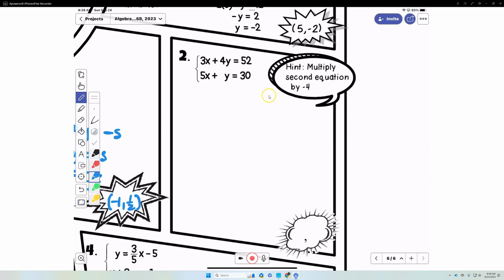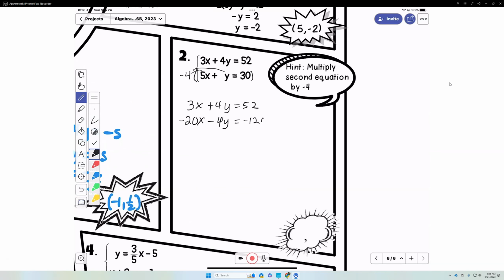If you look at number 2, you notice there's nothing that we can eliminate, but we get a hint. Multiply the second equation by negative 4. So I'm going to multiply the equation by negative 4, and you're going to see what's going to happen. So I have 3x plus 4y equals 52. I have negative 20x minus 4y equals, and you're doing the distributive property. You're distributing the negative 4.